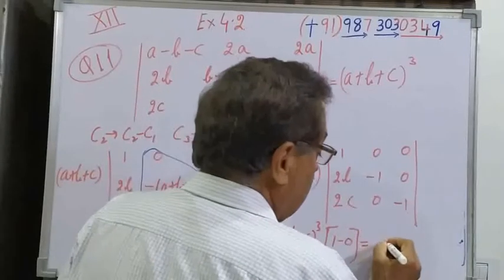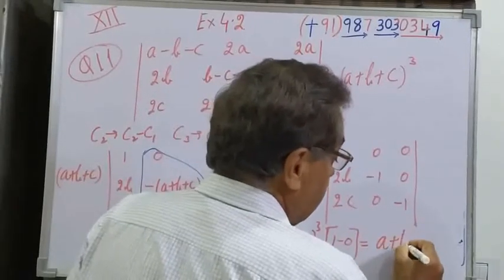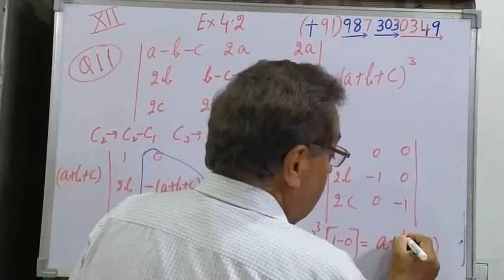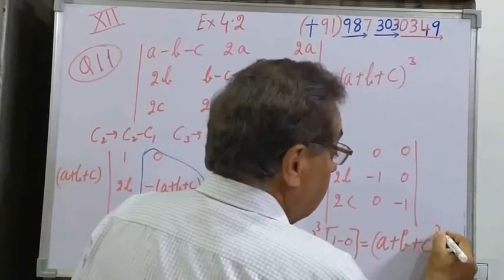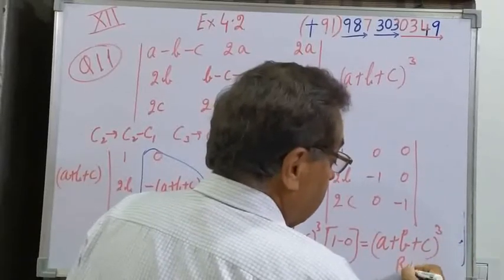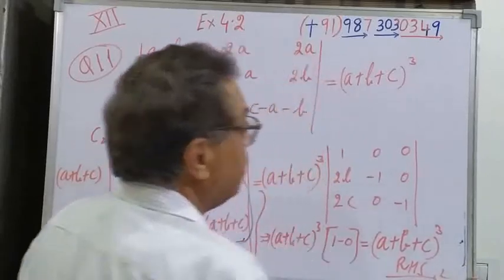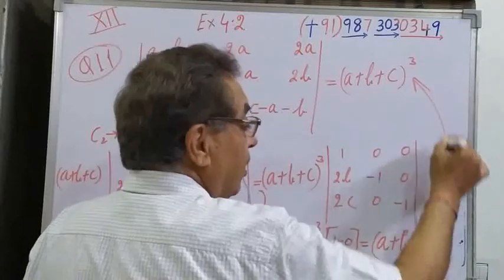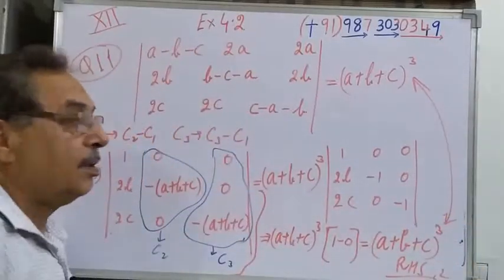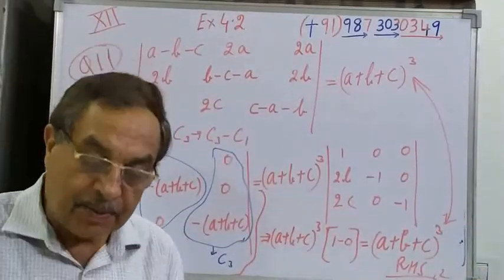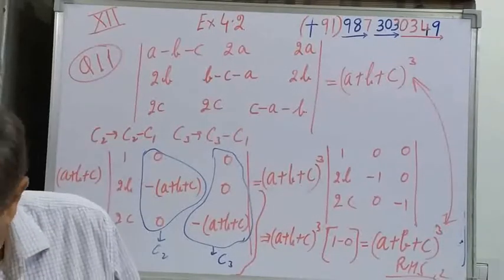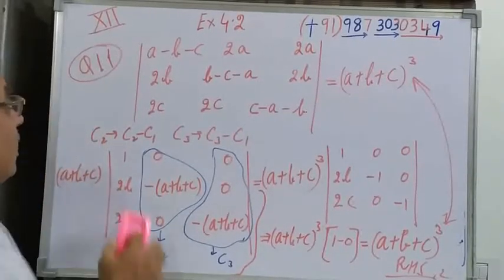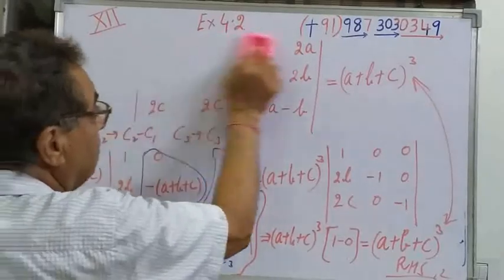So the answer is (A + B + C) whole cube. And this is what was to be proved on the right hand side, hence proved. So this is the right hand side and hence our answer is correct. So this is how we can expand the determinants. Now let us go to the next important question.